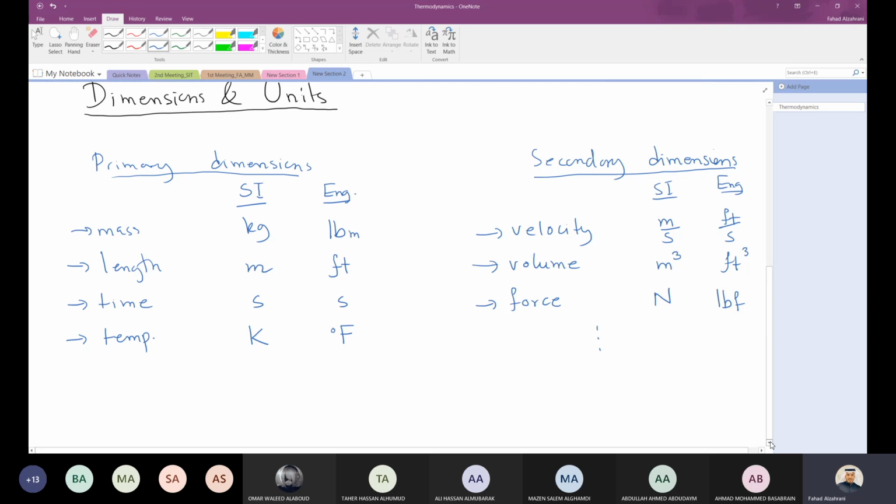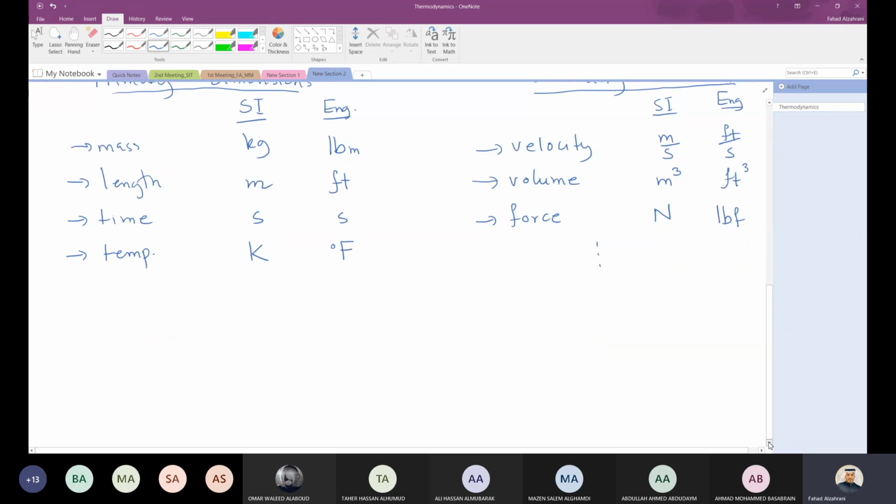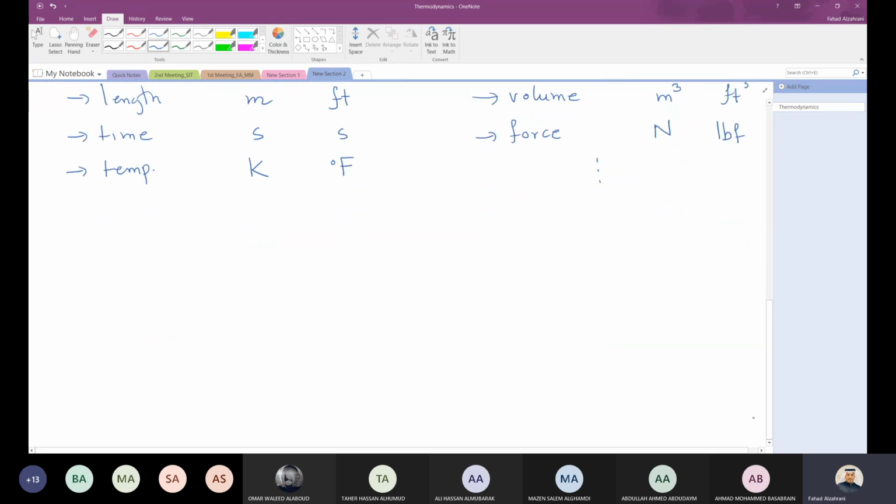So let's talk about also large versus small numbers, and these are also related to the conversion factor. Okay, large versus small numbers.